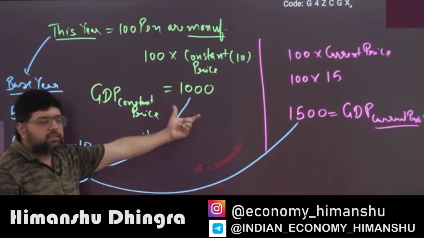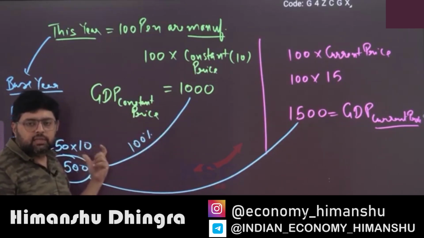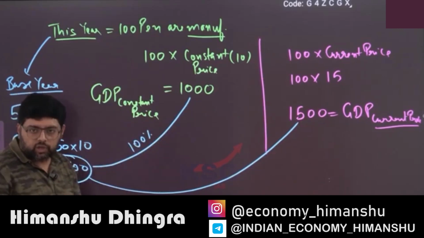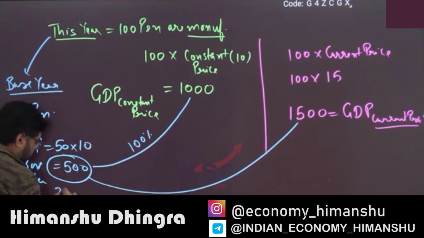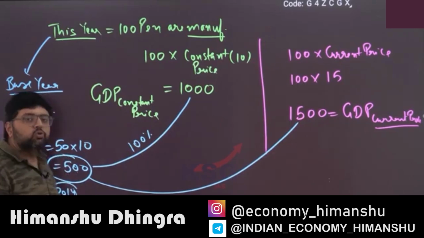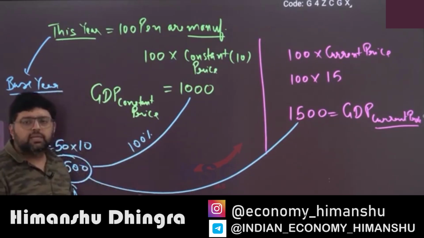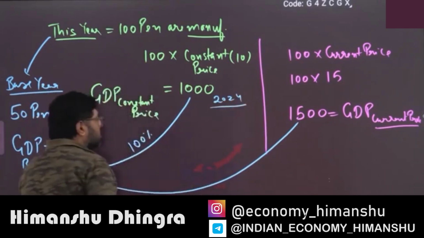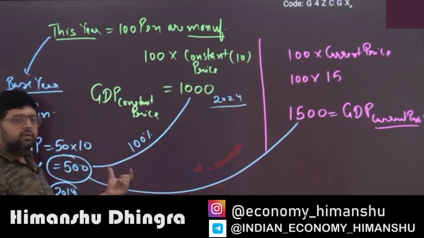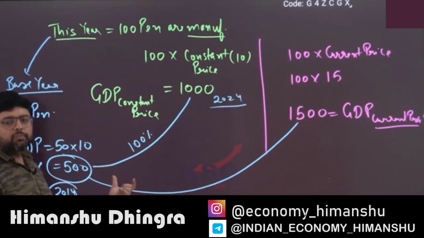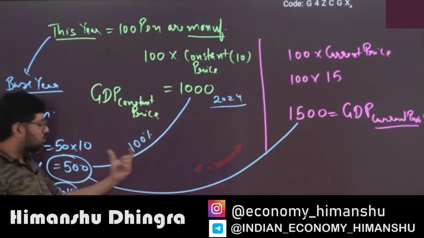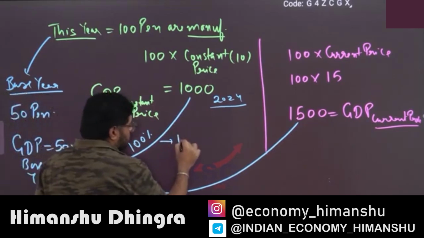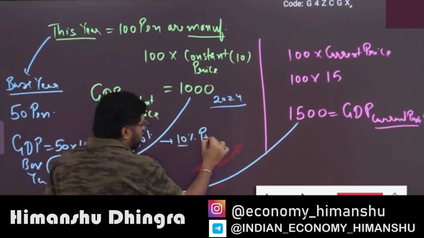And we assume that there is a gap of 10 years between the current year and the base year. For example, today it is 2024, and I assume that the base year is 2014, although in actual the base year is 2011-12. But assume that the base year is 2014 and this is the current year 2024. Now we can say that GDP has grown at the rate of 10% per year, going from 500 to 1000. Yes or no?